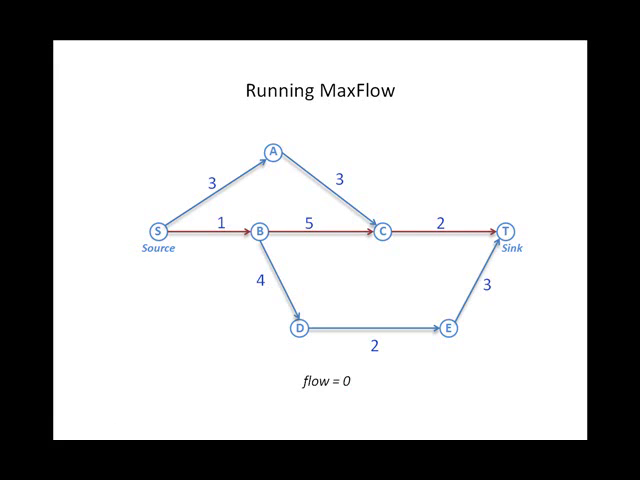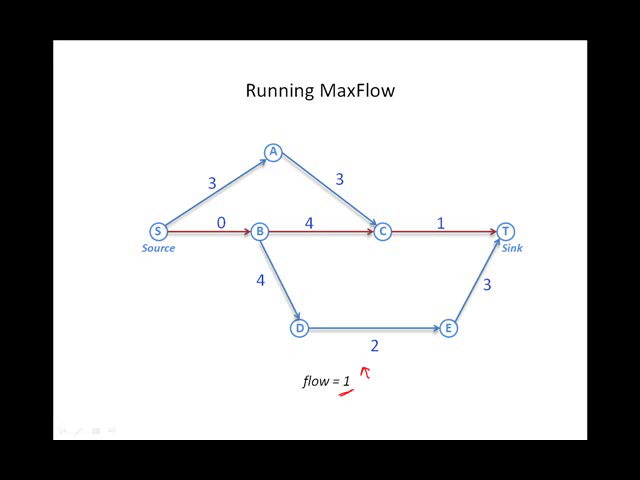The path S, B, C, T has an edge with minimum capacity 1. So we can send a positive flow along this augmenting path, and if we send a flow equal to 1, the edge capacities left would be 0, 4 and 1. Okay. So now this network has flow equal to 1, and the weight on each edge is actually the amount of capacity left.